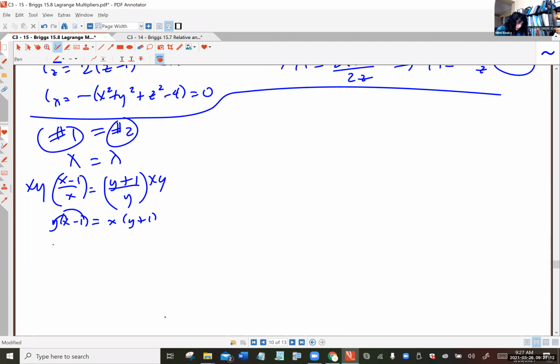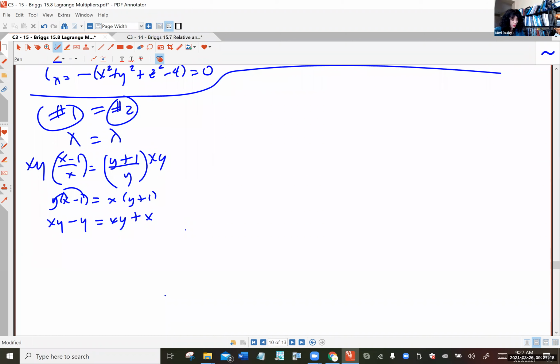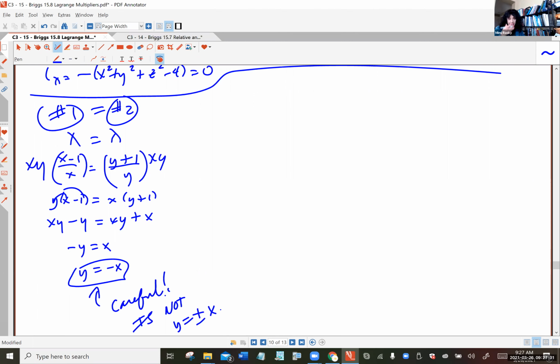But then if I distribute, both sides of the equation have that xy term, so just subtract it out. And then I get y equals negative x. Please be careful. This is not saying that y is equal to plus or minus x. That's a different problem. That was the previous problem.